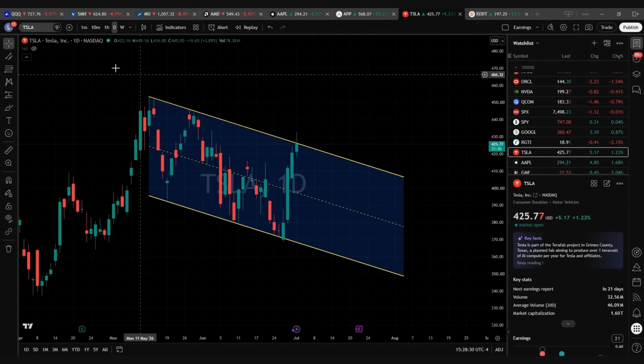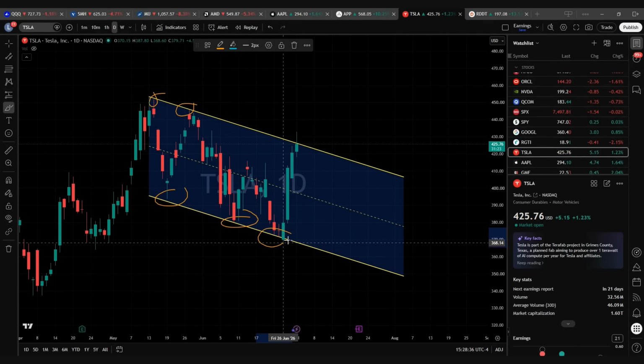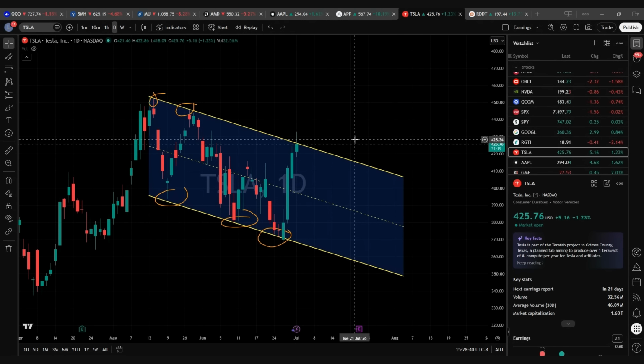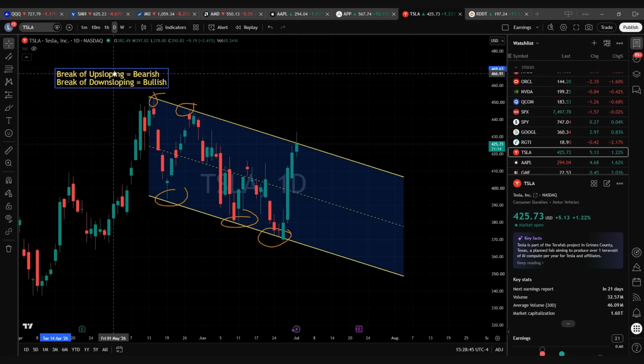And finally here on Tesla, a good example of a downsloping parallel channel that's actually looking to potentially break. You can see very clearly the levels that it hits. Boom, boom, boom, boom, boom. Tons of different levels here for a potential long, right? Inversely, let me go ahead and paste this here.